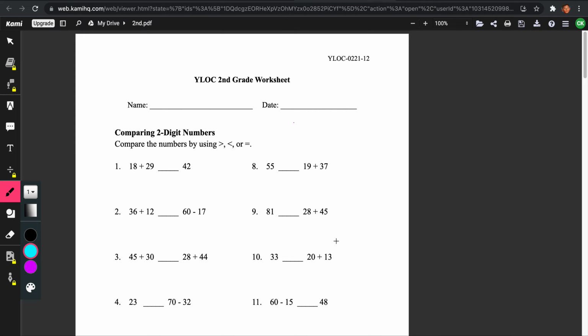So what we would first do for comparing these two-digit numbers is we would first have to add these numbers and then compare if it's bigger or less. So what we would first do is 18 plus 29.